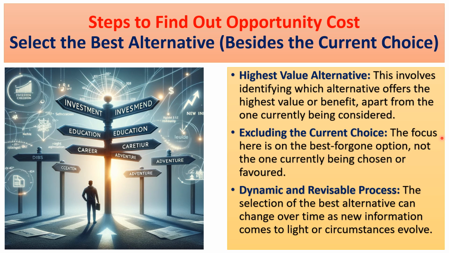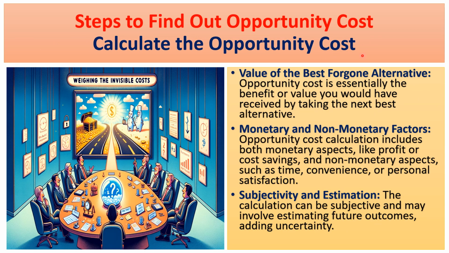The focus here is on the best foregone option, not the one currently being chosen or favored. The next one is dynamic and revisable process. The selection of the best alternative can change over time as new information comes to light or circumstances evolve. Calculating the opportunity cost involves analyzing the value of the best foregone alternative, analyzing monetary and non-monetary factors, and analyzing subjectivity and estimation. Let us see one by one.